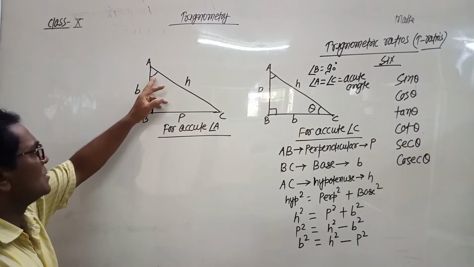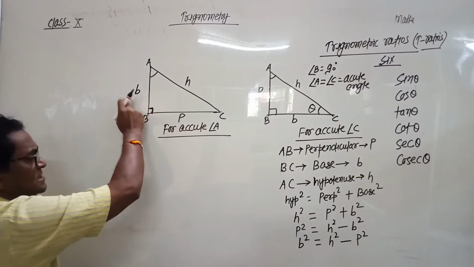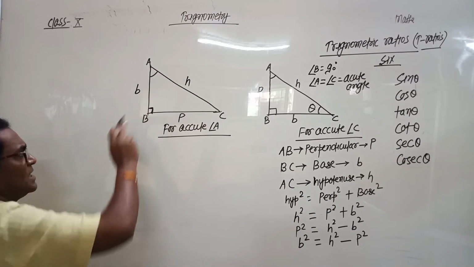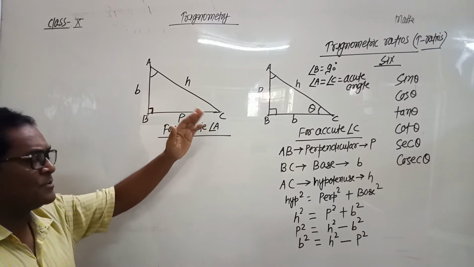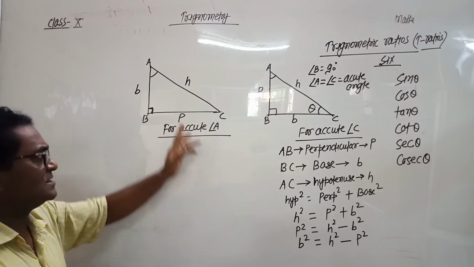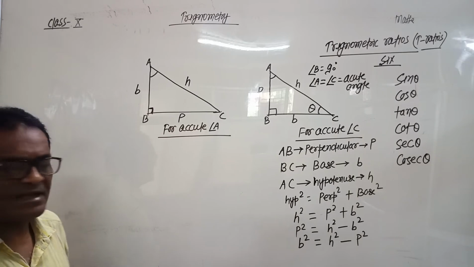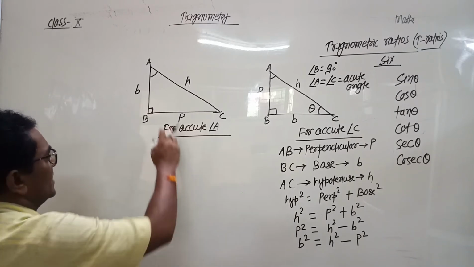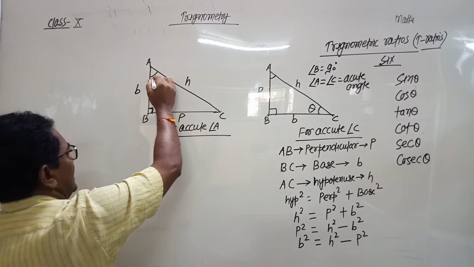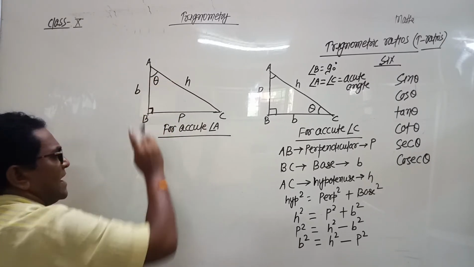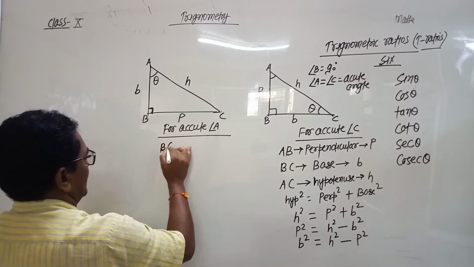When we are talking about acute angle A, then base and perpendicular interchange their positions. AB becomes the base and BC becomes the perpendicular, but the hypotenuse remains the same in both cases. In the first case AC was the hypotenuse, in the second case again AC is the hypotenuse. So when we change the acute angle, when we are taking the acute angle A, which is also represented by angle theta, then BC becomes perpendicular.